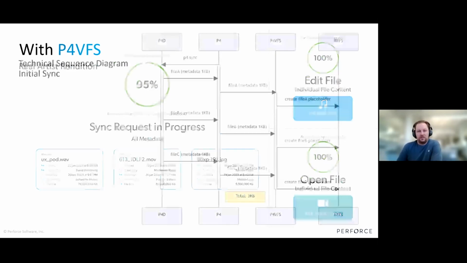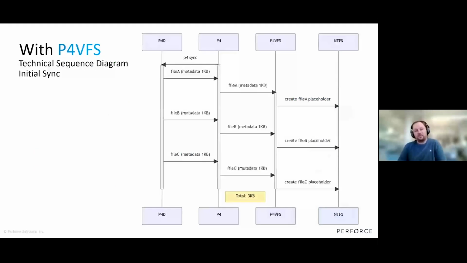Now let's jump to the sequence diagram again. Second bubble from the right, the second column, is the P4 command line client again. It is doing exactly what it did before, and it's requesting a sync operation. This time the server is only replying back with metadata. So file A, B, and C are only 1K respectively in size. And now the client P4 is passing this on to this new P4 VFS agent. This agent gets installed locally.